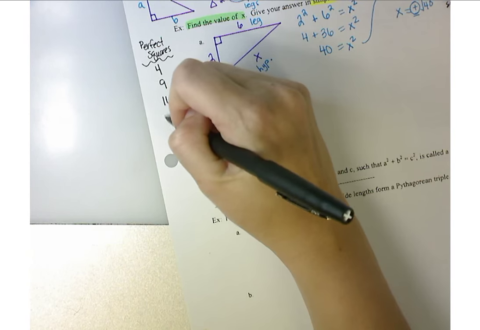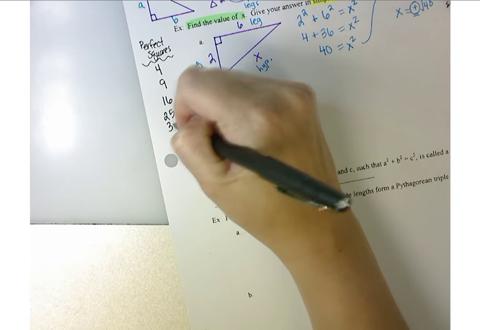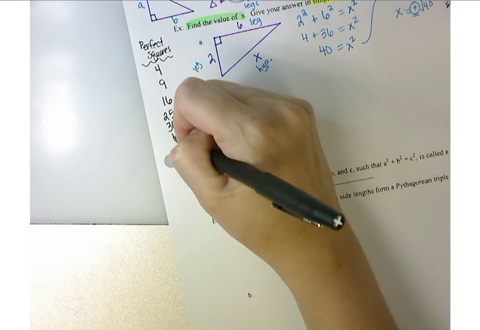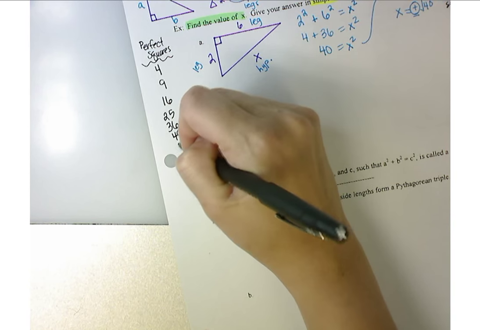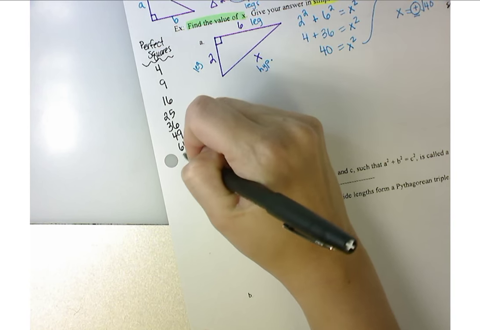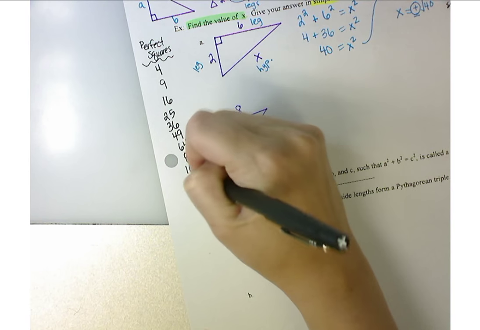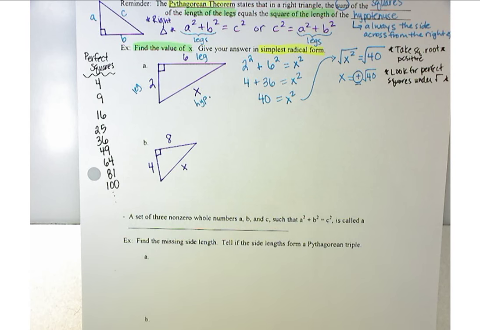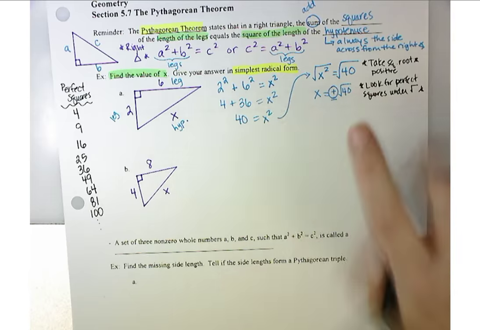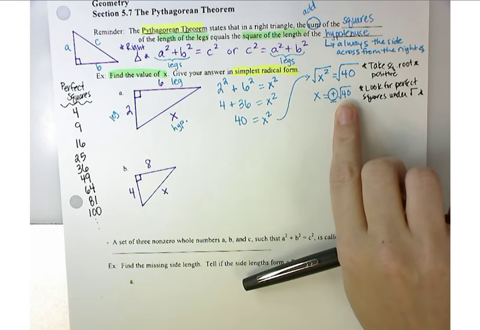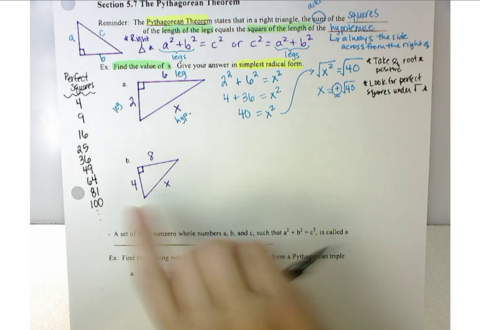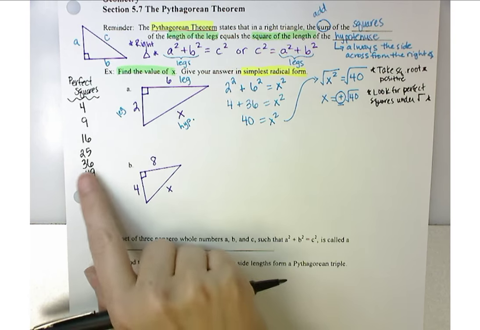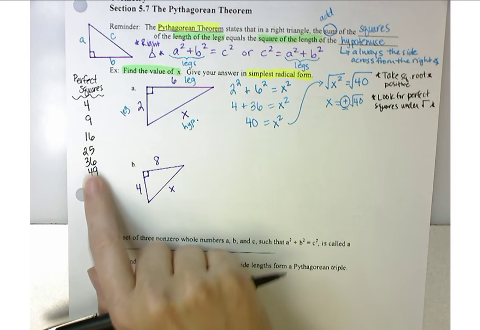Then 36. What's 7 squared? Then 49. 8 squared? 64. 9 squared? 81. And 100, okay? And then it would keep going from there. Now, when you're checking perfect squares, you know when to stop because eventually the number is going to get larger than what you have underneath the root. So for 40, I know that I could stop at 36 because the next one is bigger.